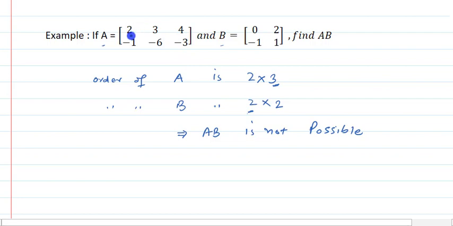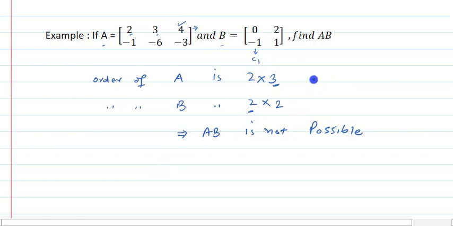As you know, the first row should be multiplied with the elements of the first column. So we can multiply 2 with 0, then we multiply 3 with minus 1, but there is no element to multiply with 4. So therefore this condition is a must.